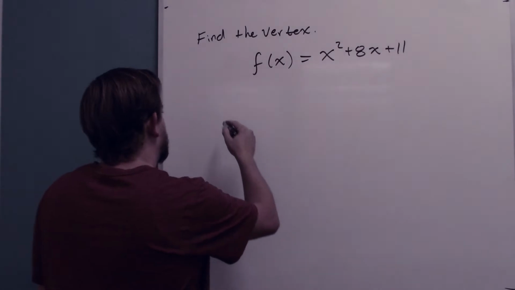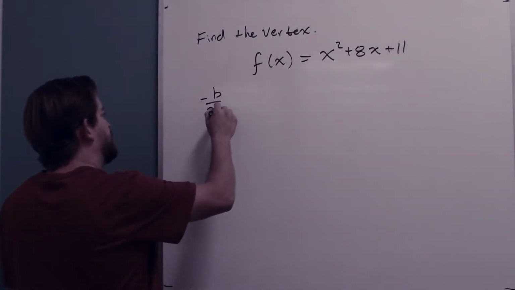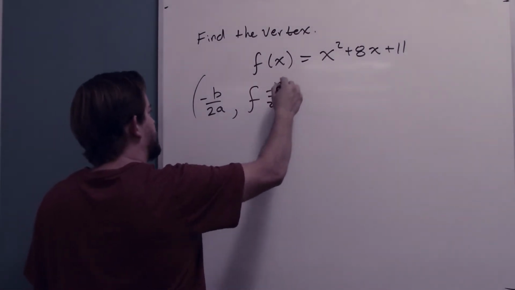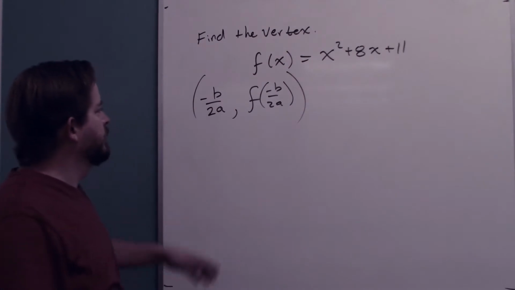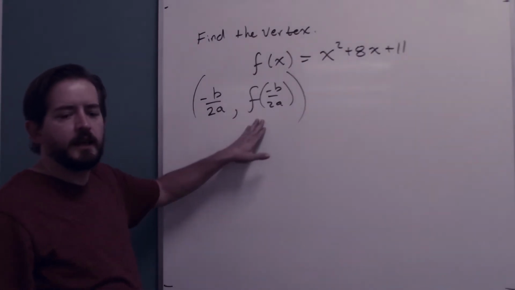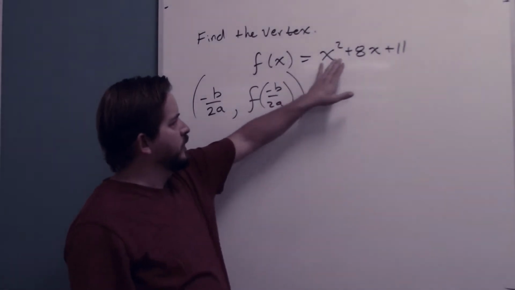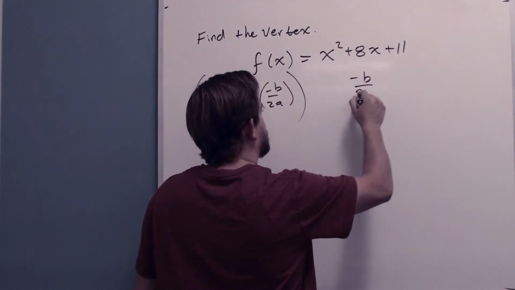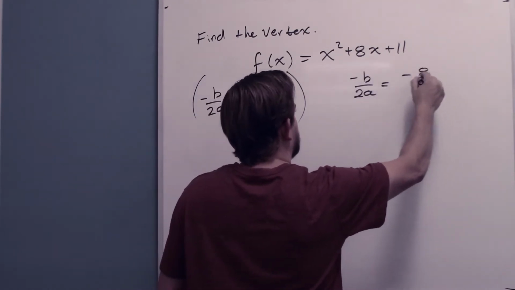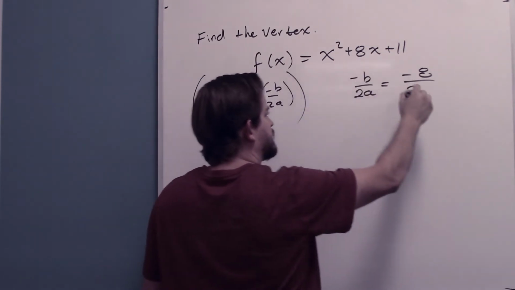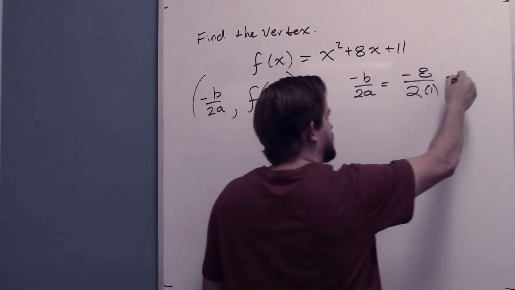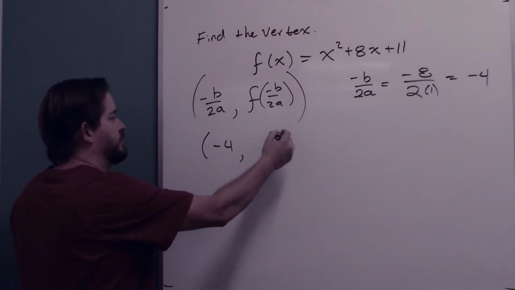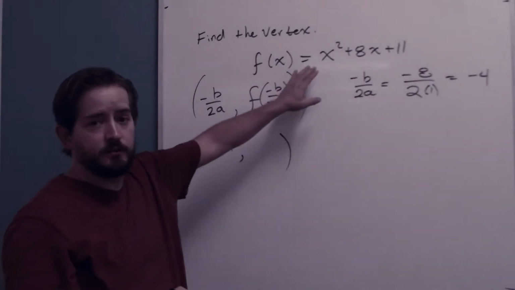The first way is to just simply take negative b over 2a as your x value, and then evaluate at negative b over 2a to find your y value, right? So we find the x value, we plug it back into f to find the y value. Well, a is 1, b is 8, and c is 11, so negative b over 2a is negative 8 over 2 times 1, it's negative 8 over 2, that's negative 4. Okay. So my vertex is negative 4, comma, whatever negative 4 plugged back into this function gives me.